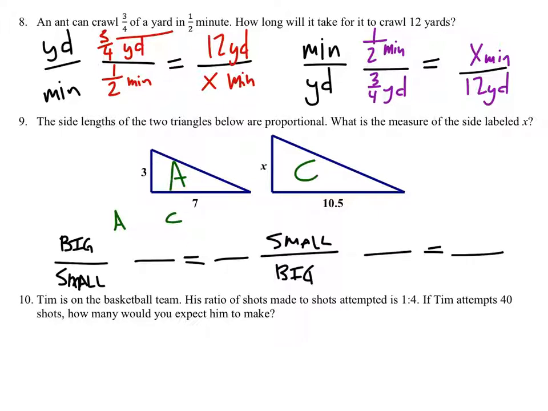So we'll set up these proportions, and then we'll solve these later. So for triangle A, the big side is 7, the small side is 3. For triangle C, the big side is 10.5, and the small side is unknown. For the next one, again, we're just reciprocating those, so the small side is 3 when the big side is 7 for triangle A. And the small side on that one is unknown compared to the big one, which is 10.5. So this is the way both of these are set up.